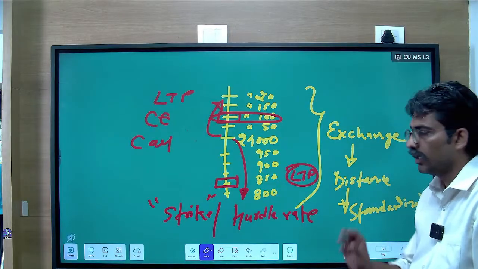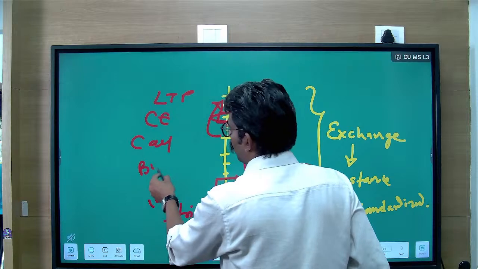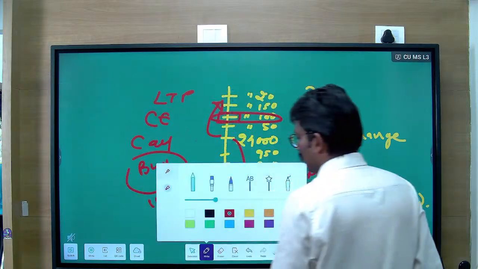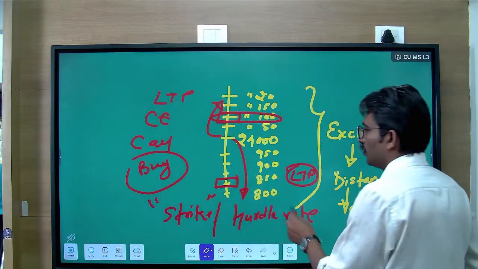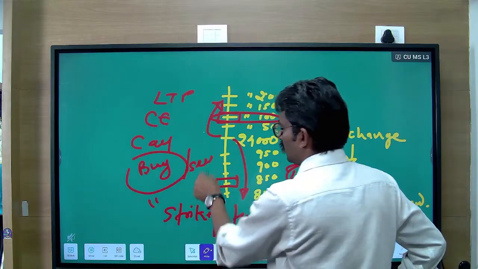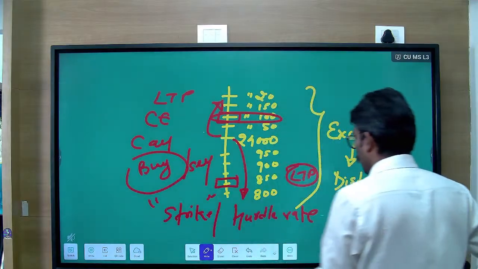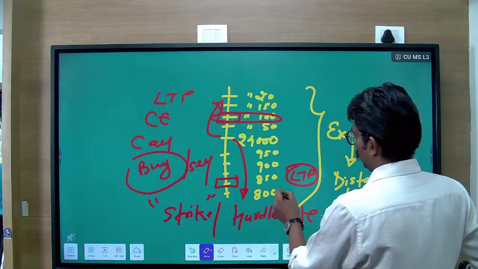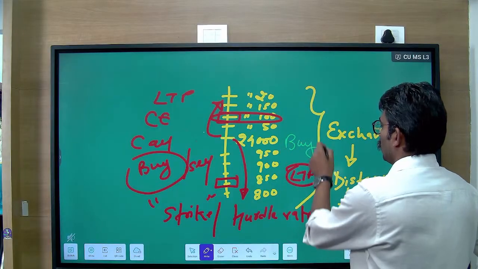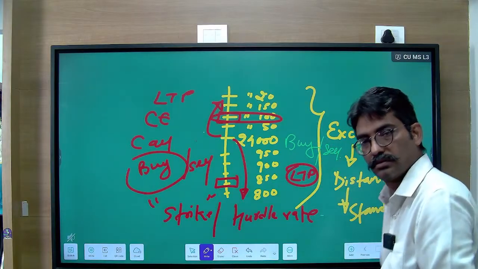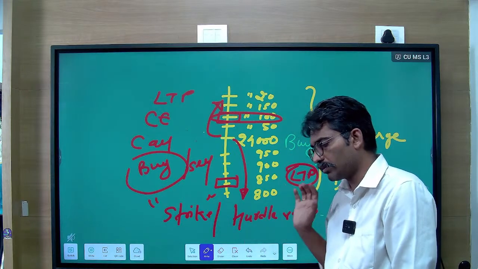Now, if you can buy a call option, the entire example that I've told you is built around buying a call option, correct? If you can buy a call option, then you can also sell it. If you can buy a put option, then you can also sell it. Okay? You have understood LTP, buy, and call.